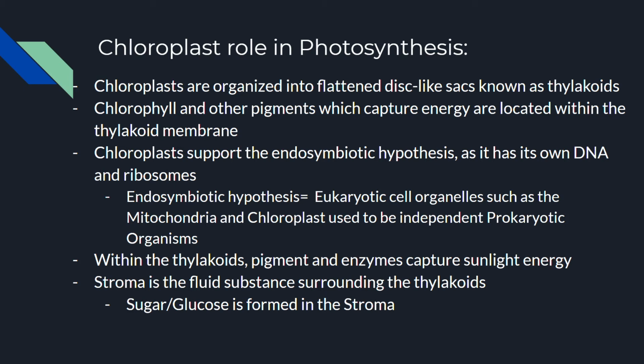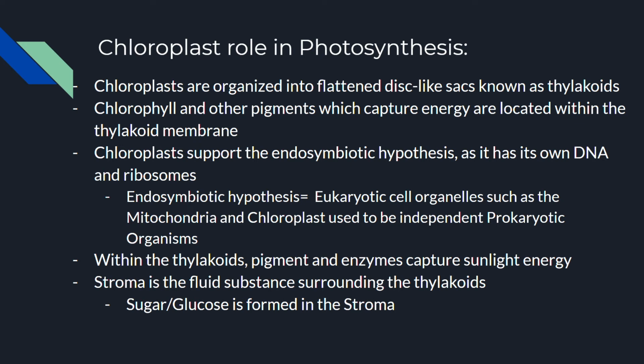Chloroplasts support the endosymbiotic hypothesis, as it has its own DNA and ribosomes. So the endosymbiotic hypothesis is basically saying that eukaryotic cell organelles such as the mitochondria and chloroplast used to be independent prokaryotic organisms, and that can be proven because chloroplast has its own DNA and ribosomes, as well as mitochondria does too. Within the thylakoids, pigments and enzymes capture sunlight energy.